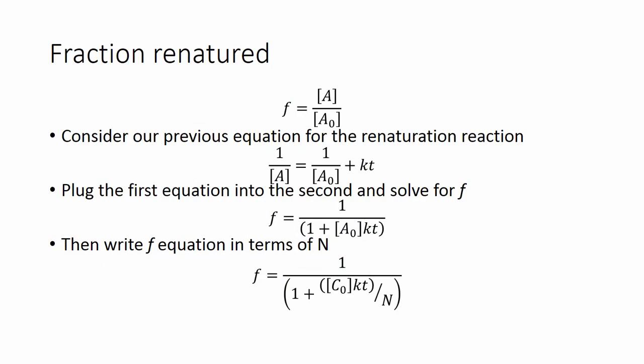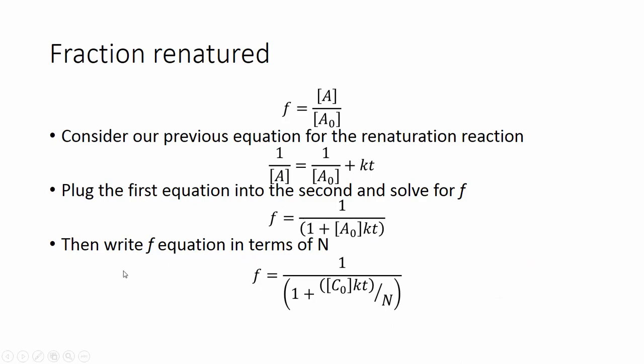So there's that F equation again, and we can consider our previous equation for the renaturation reaction that we solved by integration. 1 over the concentration of A is equal to 1 over the concentration of A0 plus kt. So we can plug the first equation into the second here, and solve for F. And we get F equal to 1 divided by 1 plus the concentration of A0 multiplied by kt.